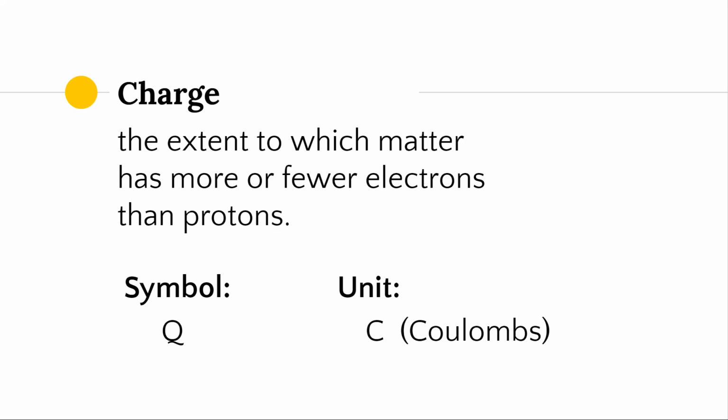And that charge will be determined based on how many more or fewer electrons that object or particle has than protons. When we do calculations later on in this unit, you will need to know that the variable, the symbol for charge, is the letter Q. And then the unit for charge is the coulomb. It's a capital C. You may recognize that name from chemistry.